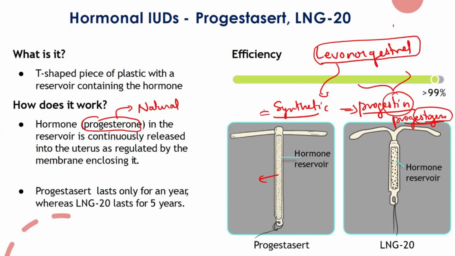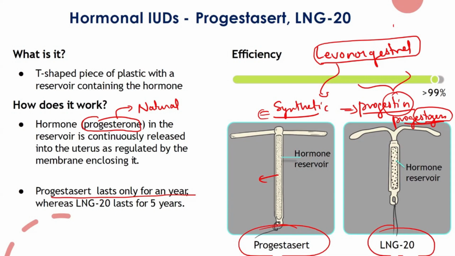Remember, this will have the same or similar effects as the progesterone. Whatever the effects are for the progesterone, similar effects are shown by this progestin or progestogen hormone. These are synthetic ones, named levonorgestrel. And remember this one, Progestasert lasts only for a year, whereas LNG20 can last up to 5 years.